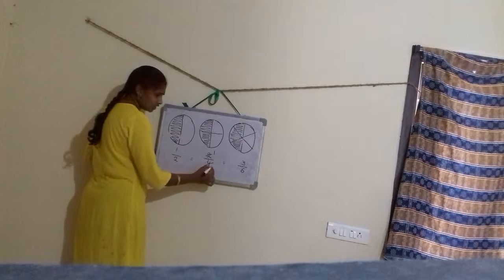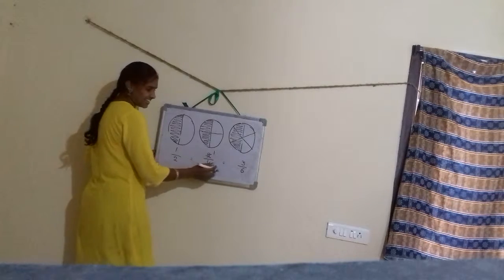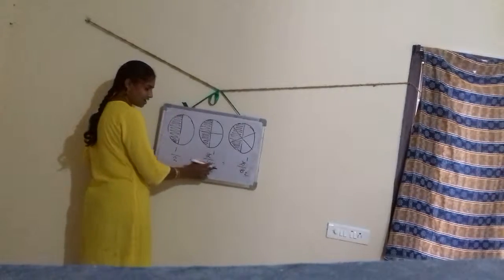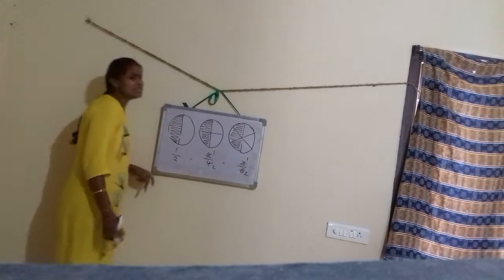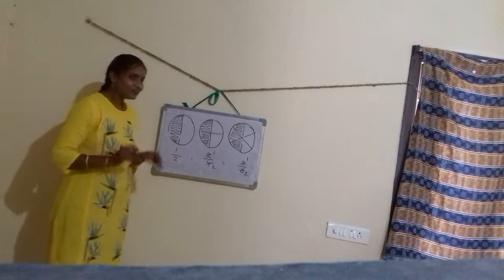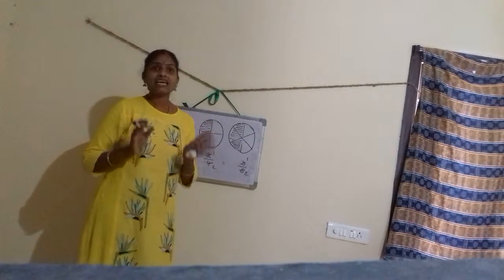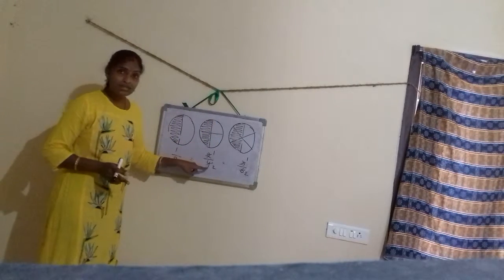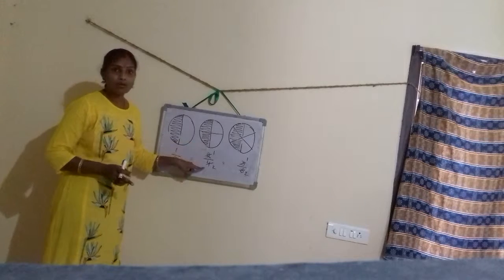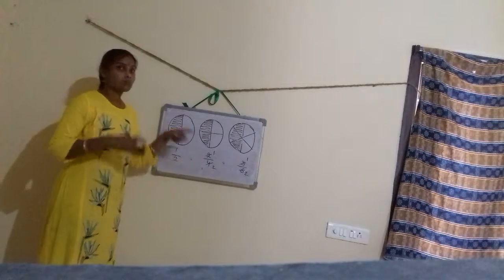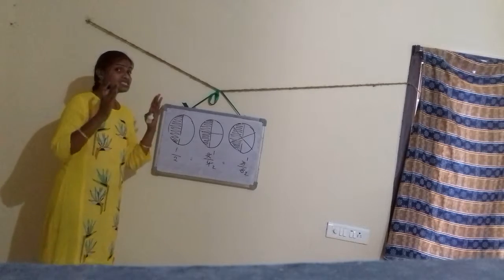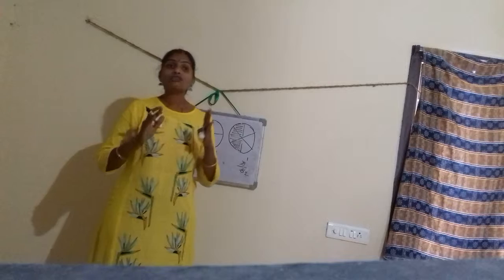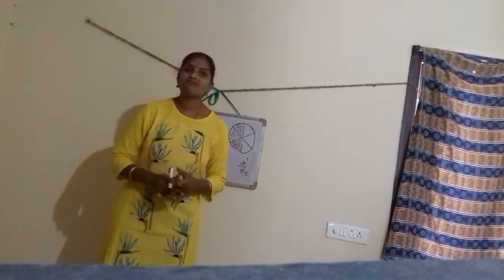2 ones are 2, 2 twos are 4. Again 3 ones are 3, 3 twos are 6. So 1 by 2, 1 by 2, 1 by 2. Has the value changed? No, the value does not change. The upper number is called the numerator and the lower number is called the denominator. If the numerator and denominator of a given fraction are multiplied or divided by the same non-zero number, we get an equivalent fraction.